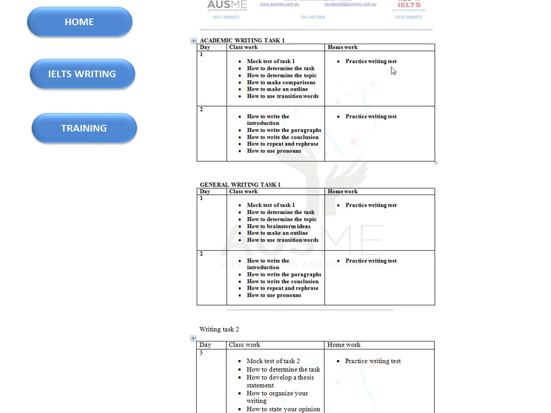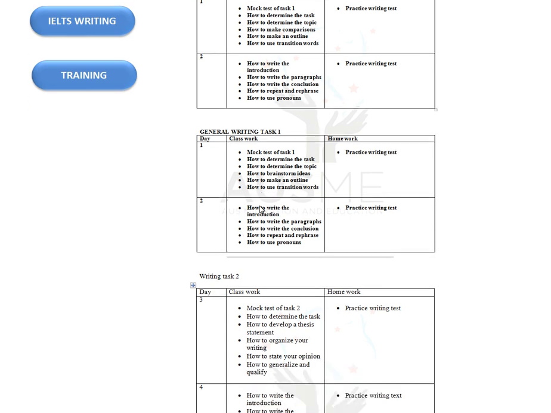And for that first 2 days, for the homework, you'll have a writing test. But for that writing test, you'll only have the writing test task 1 as your practice for your homework, as you haven't done the skills for the writing task 2. So again, for general writing task 1, similarly, we have that mock test. So you'll have the mock test like how you have in the academic version.